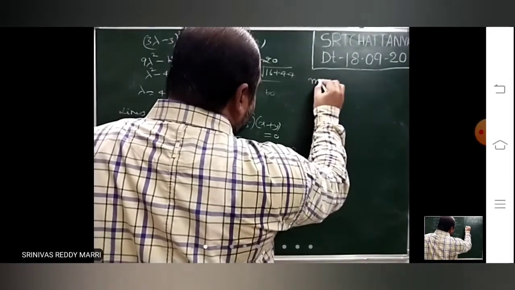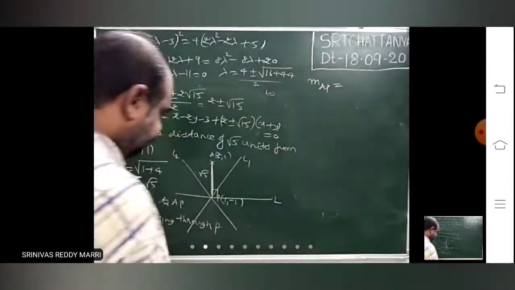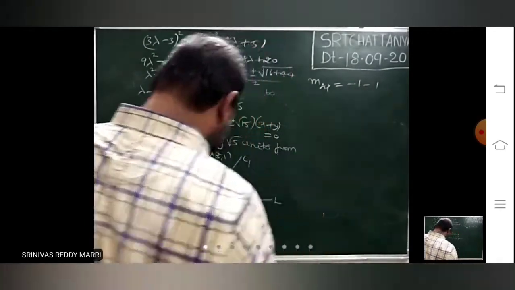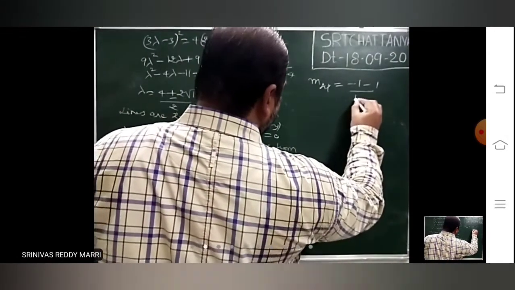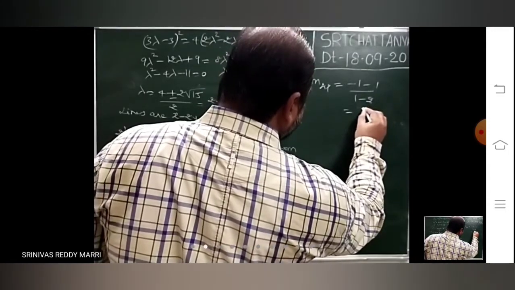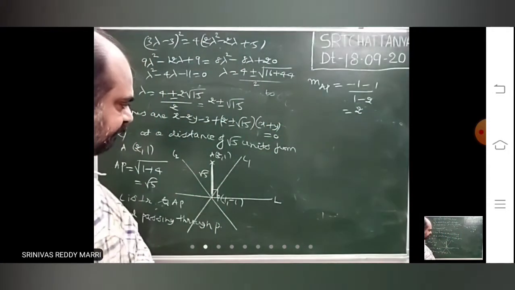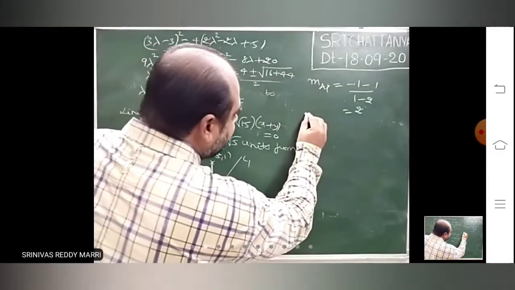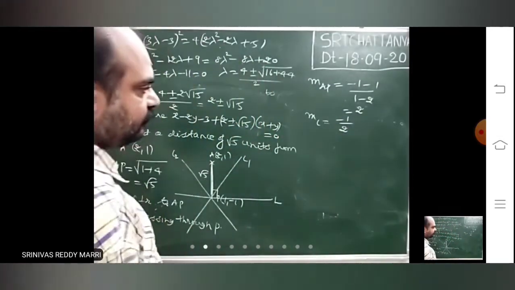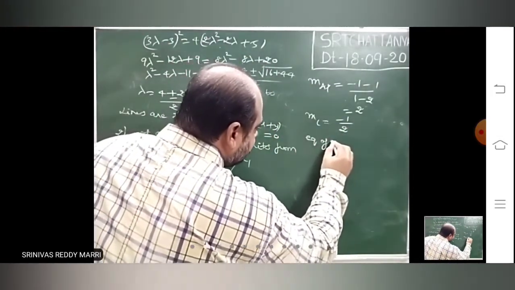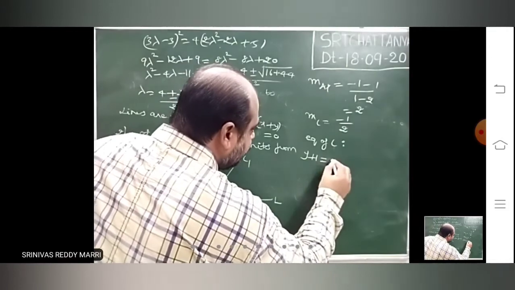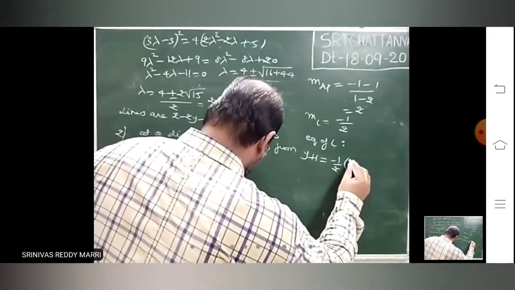So slope of AP, if you calculate: minus 1 divided by 1 minus 2. So that means minus 2 divided by minus 1, which is 2. Right? Slope of AP calculated. So slope of L, perpendicular slope, means minus 1 by 2. So the equation of the required line is nothing but passing through this point and having slope minus 1 by 2.